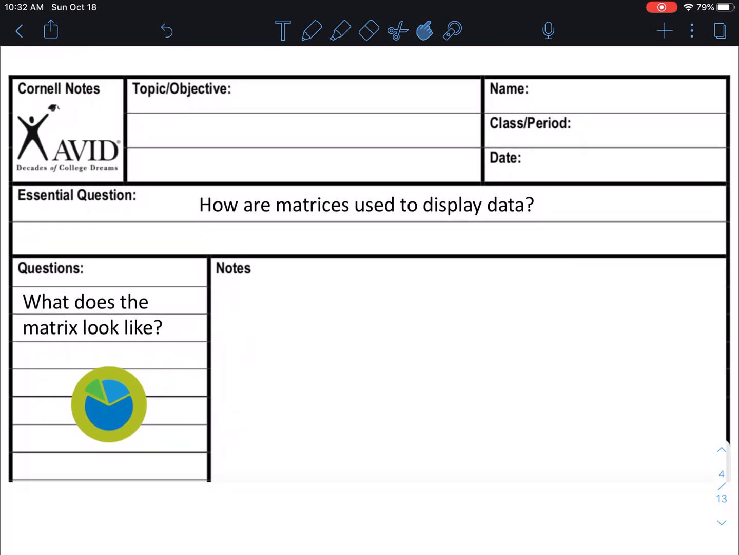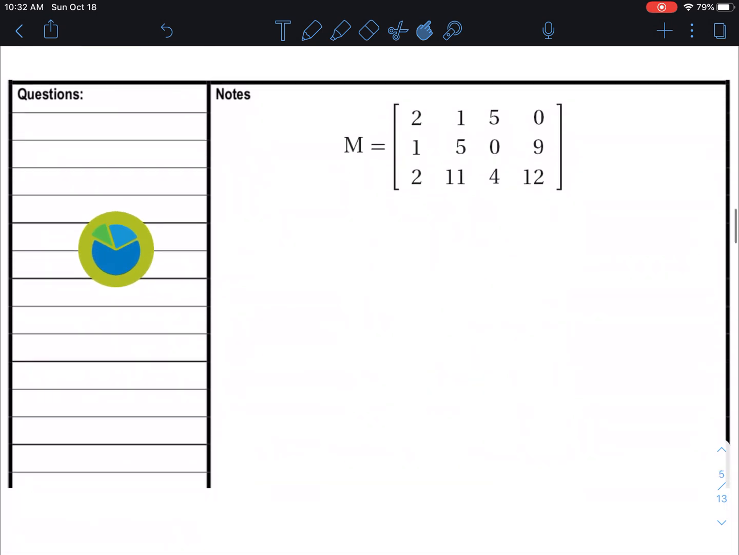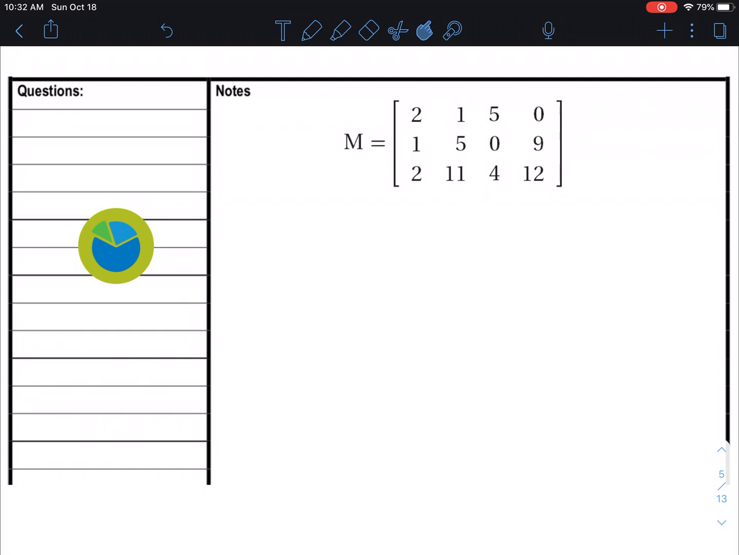How are matrices used to display data, and what the heck are they? So what does a matrix look like? This is a question posed in the movie as well, but really a matrix just looks like this. And it displays data, and usually your simple spreadsheet is kind of an example of a matrix. And so you have entries in here, and then you have rows and columns, and we're going to talk about how those work and how we name them.